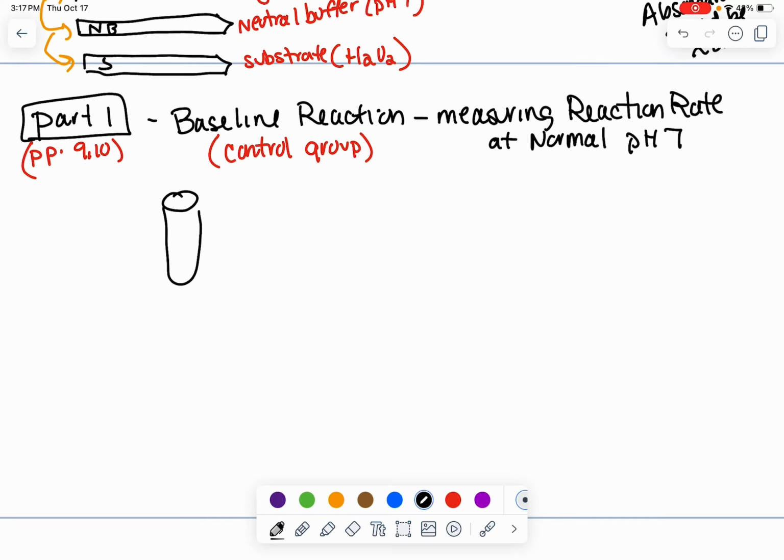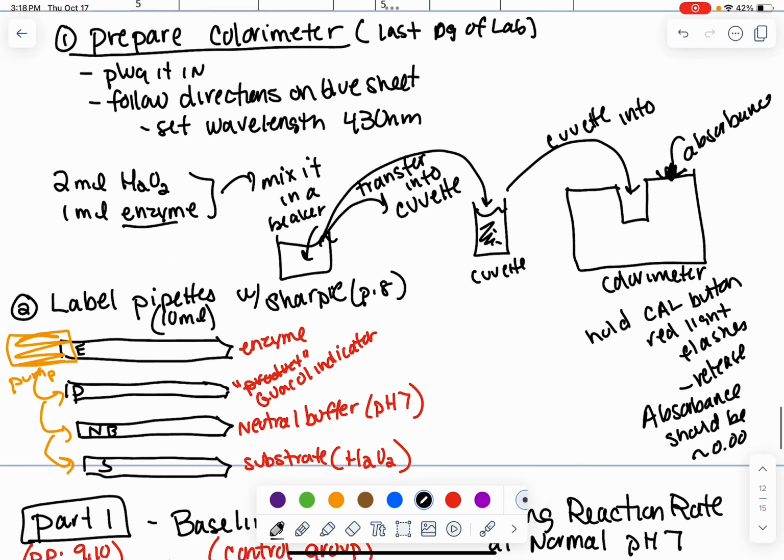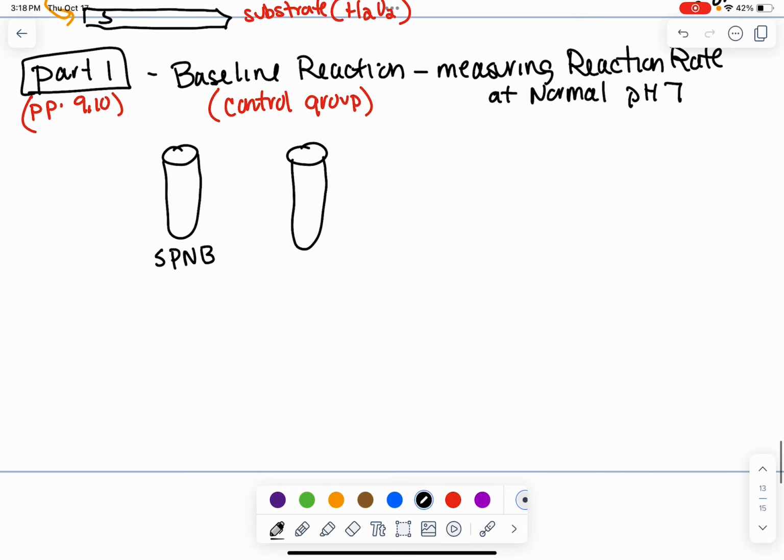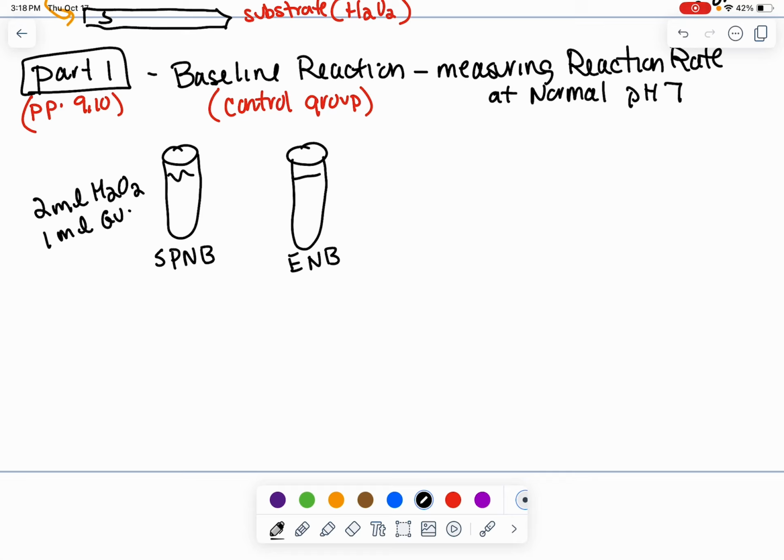You're going to have 2 test tubes. One they tell you to label SPNB, and one they tell you to label ENB. And you're going to write that directly with a Sharpie, right on the test tubes. In this one, you're going to put 2 mL of hydrogen peroxide, your substrate, and 1 mL of guaiacol. That's your indicator.